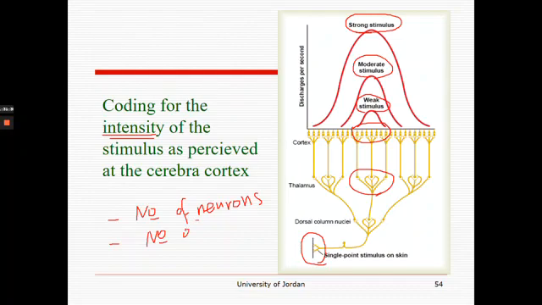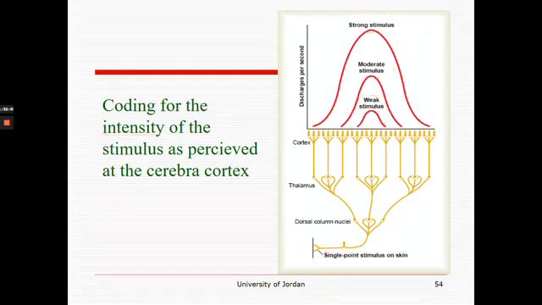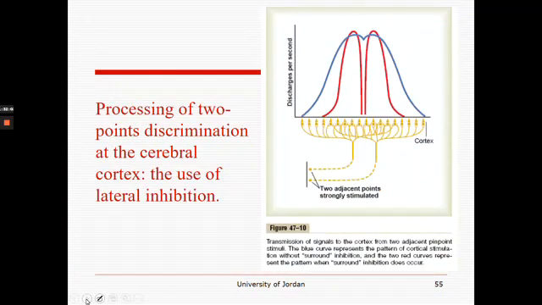Number of action potentials, or frequency of action potentials. So these are the two ways by which the system codes for the intensity.